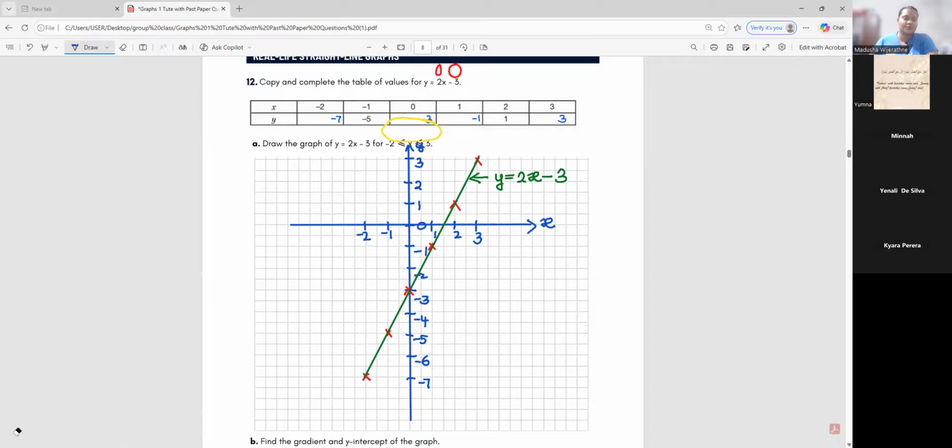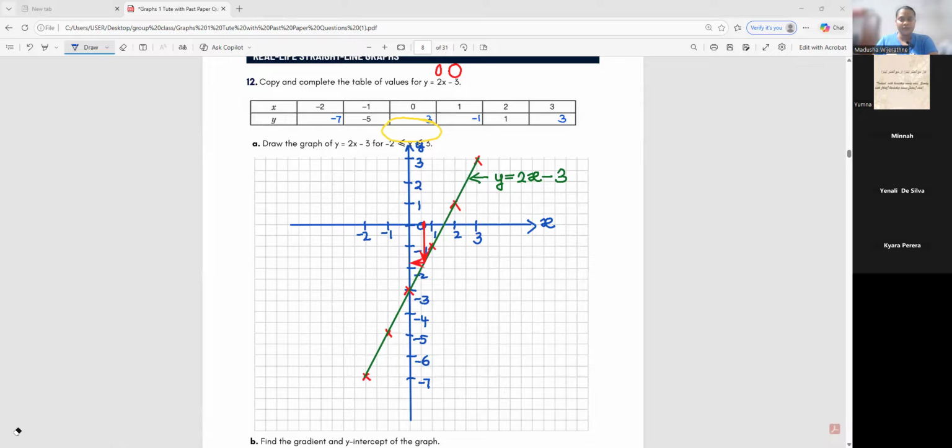When x equals 0.6, where is 0.6? 0.6 is not in the middle. Middle is 0.5. If I mark this as 0.6, when x is equal to 0.6, what is the y value? So draw an arrow to the graph, to the line, and find the y coordinate. Like this.